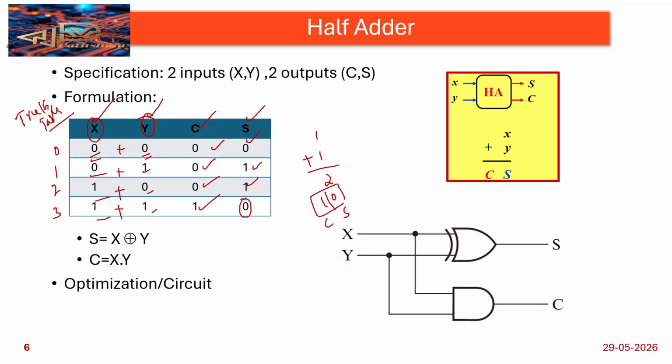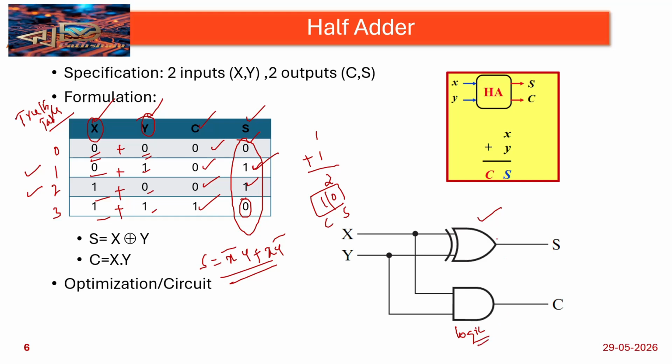Based on this truth table, I get a boolean expression. I get sum output at the one position and the two position, so sum equals x bar y plus x y bar. In this way I will write it. This is the exclusive OR gate output. This is the logic diagram representation.